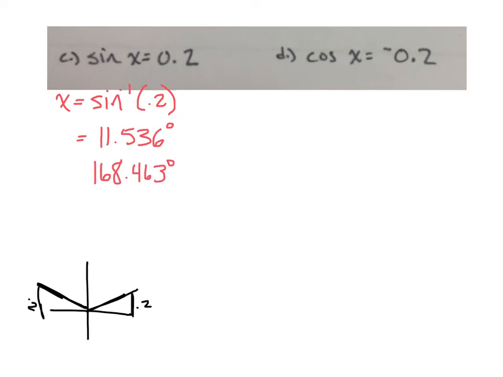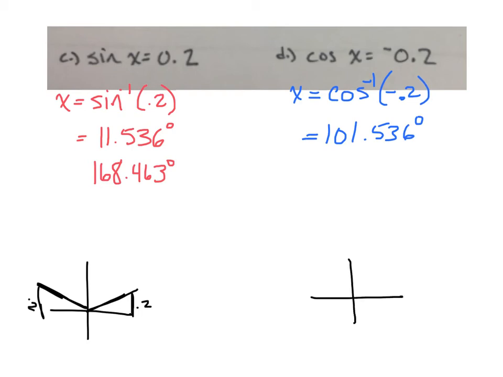Let's do it again with cosine. Say cosine of x is equal to negative 0.2. So x is going to be the inverse cosine of negative 0.2. We grab the calculator and find the inverse cosine of negative 0.2, and that gives us an angle measure of 101.536 degrees. Now we have to find the other angle.